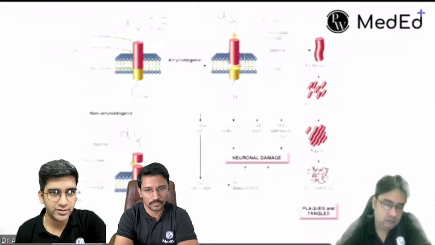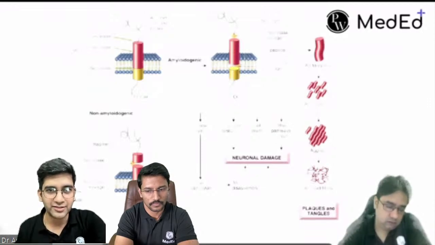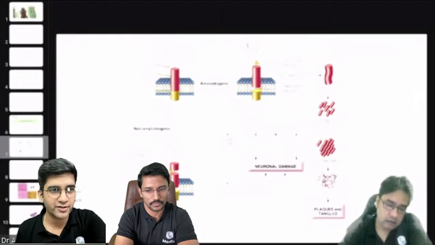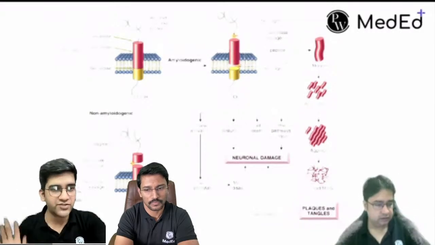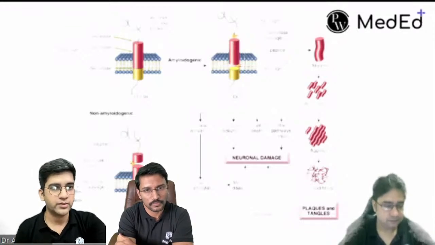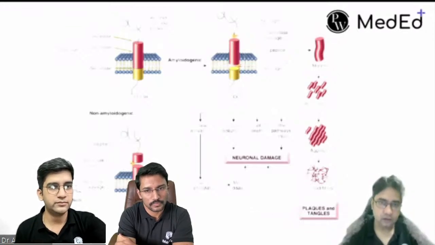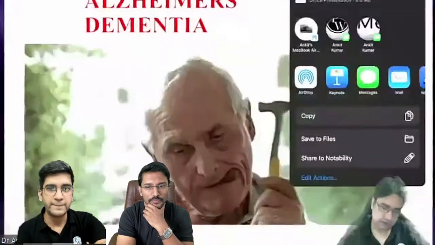Okay, sir, it's a bit blurred. Can we make it dark? Is it possible, sir? Completely white. It's completely white. Yeah. Okay, so this is an image from Robbins. I'm just going to tell you what happens in this. Look at amyloid precursor protein. Just give me a second.